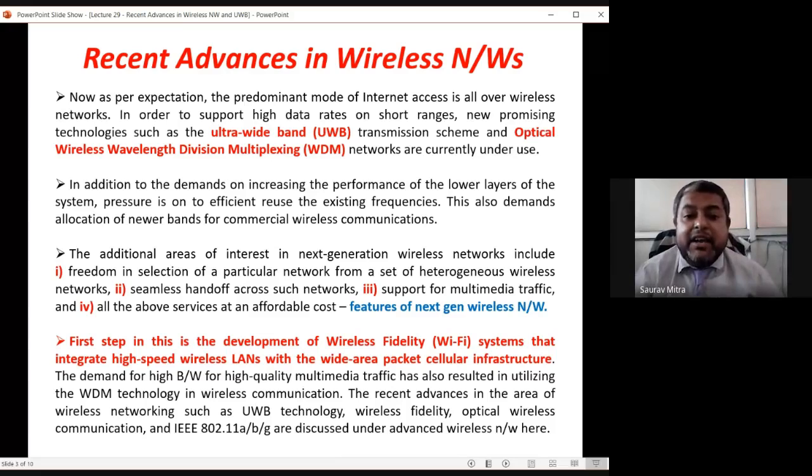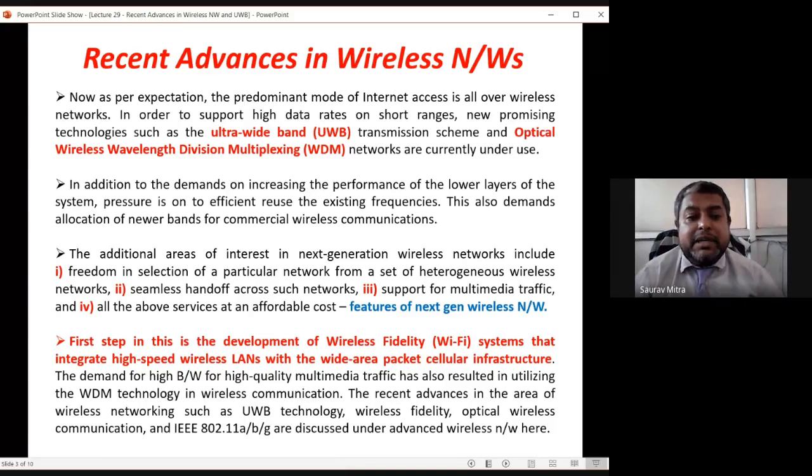Second is seamless handoff across such networks. What is meant by handoff? If you are leaving one network and entering another network, the handoff from one network to the other should not cut off the communication, or show any glitch in the communication. That is called seamless handoff. That means there should not be any particular problem while handing off, leaving one network and entering the other network.